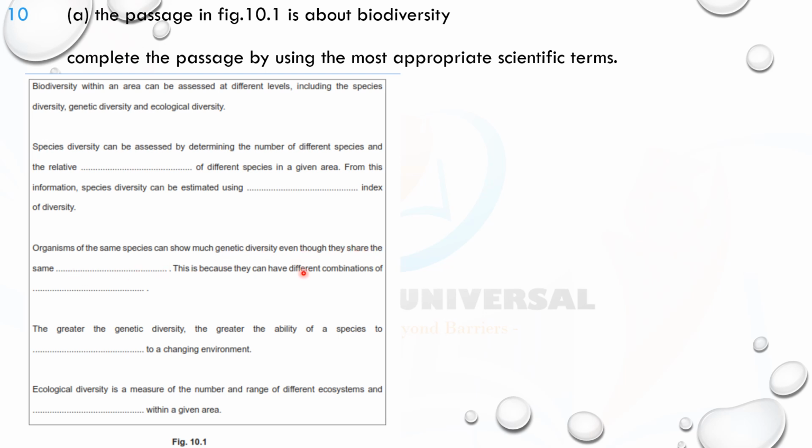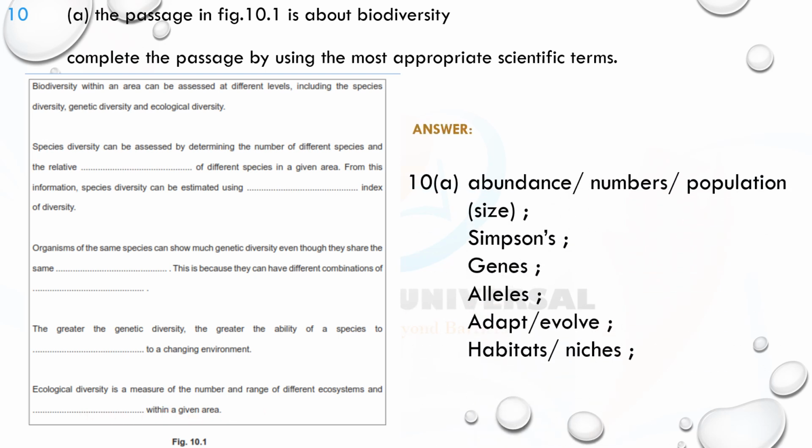Organisms of the same species can show more genetic diversity even though they share the same genes. This is because they have different combinations of alleles. The greater the genetic diversity, the greater the ability of a species to adapt to a changing environment. Ecological diversity is a measure of the number and range of different ecosystems and habitats within an area. So let's see. So that's it, guys.